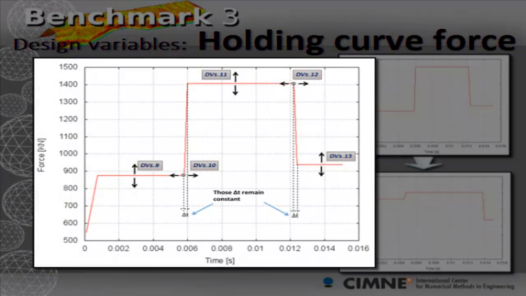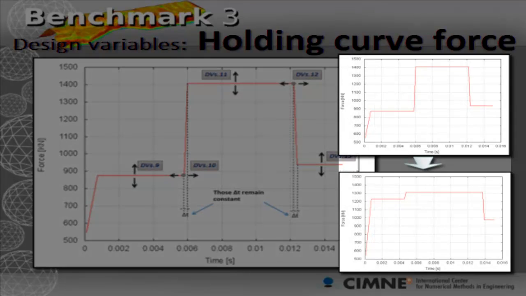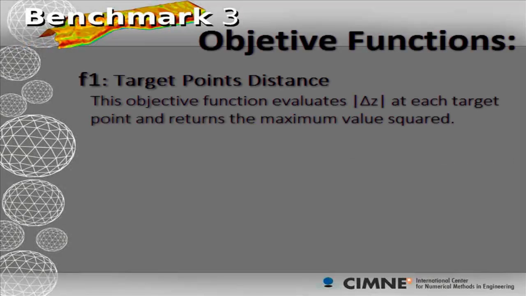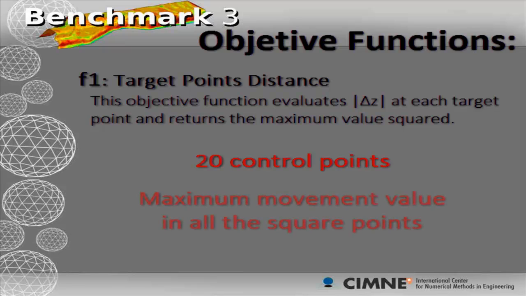In order to control the holding force, 3 variables were used for the force value and 2 for the time, as you can see on the left-hand side shape, while on our right there are different curves that can be obtained through these variables. The objective function number 1 evaluates the movement in the 20 control points. That function gives back the maximum movement value among all the points. This way it gets minimized to the maximum instance, ensuring the rest of the values are smaller.